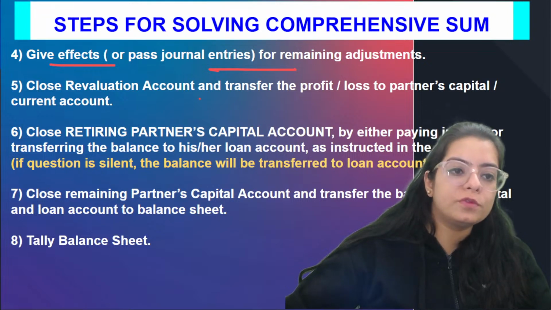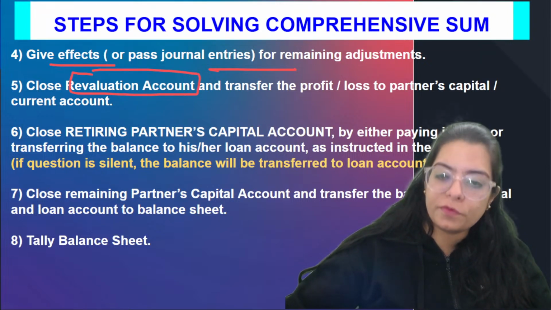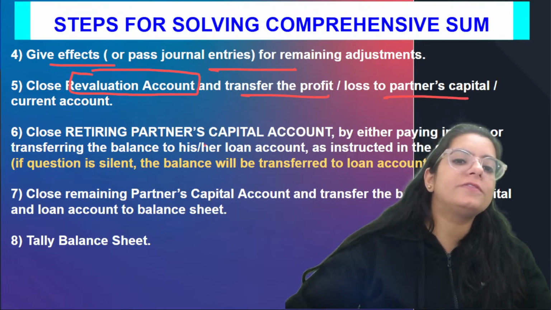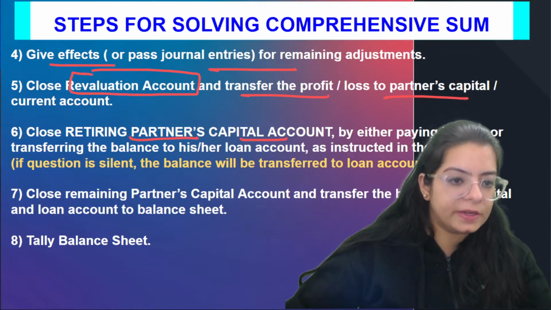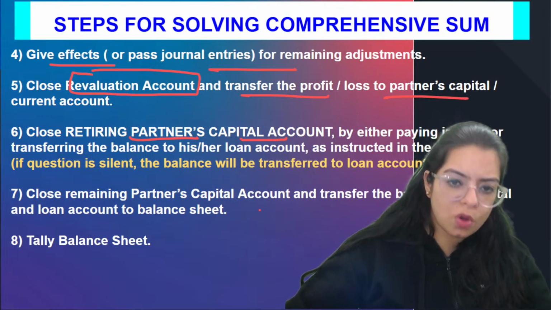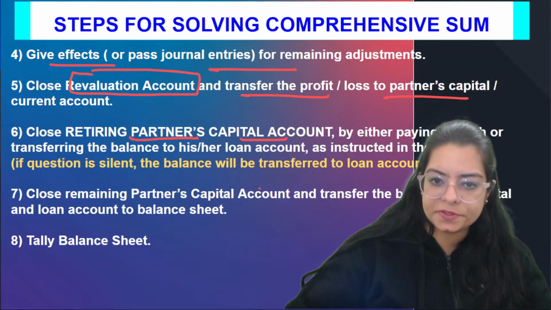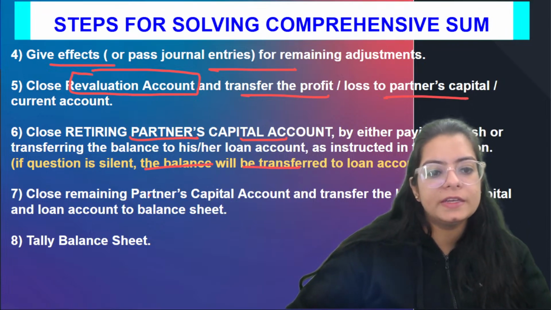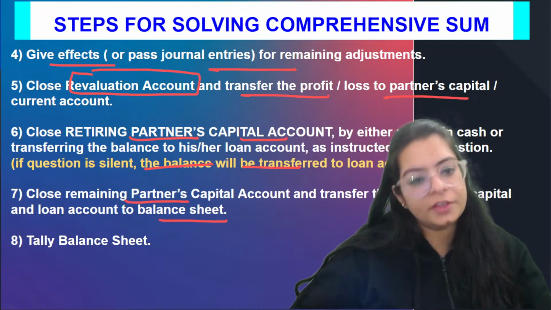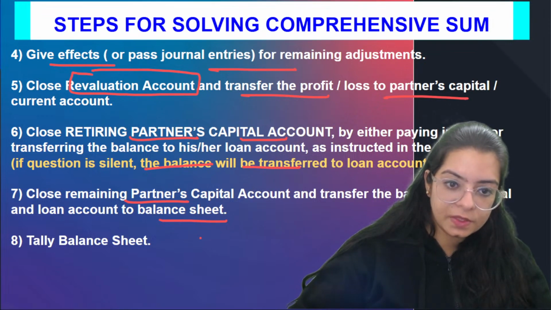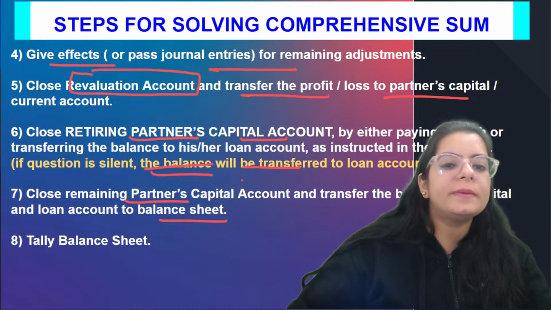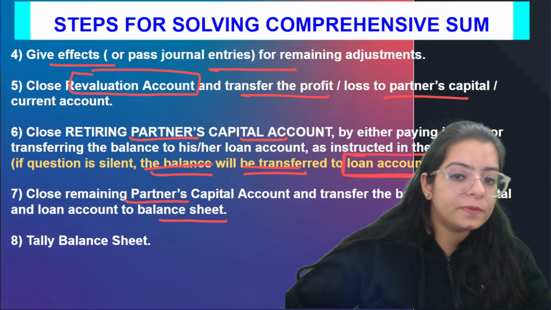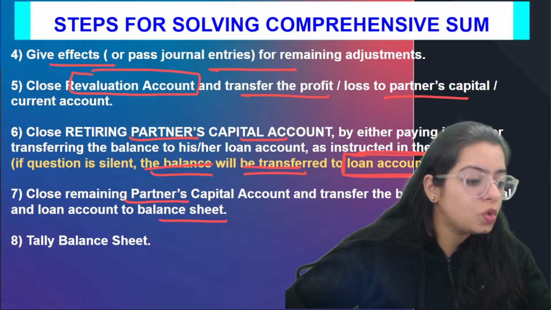After that, what you have to do, close the revaluation, find the profit or loss, whatever it is, transfer it to partner's capital. Then after transferring everything to partner's capital, if there is any old profit, old loss, give that also to partners. After that, you can close the partner's capital, whatever balance you are getting, transfer it to balance sheet in capital, right? If the question is silent about retiring partner's share, the retiring partner's balancing figure will be transferred to the retiring partner's loan account, है ना?